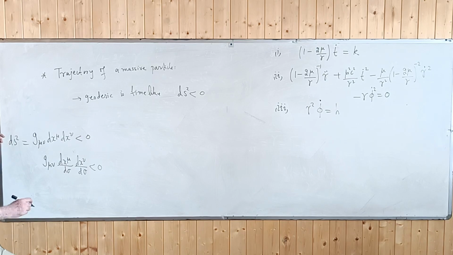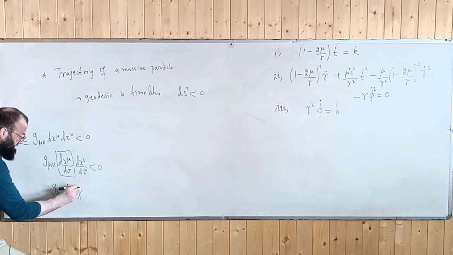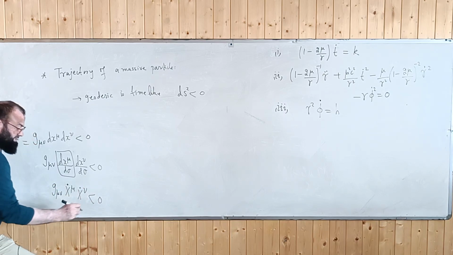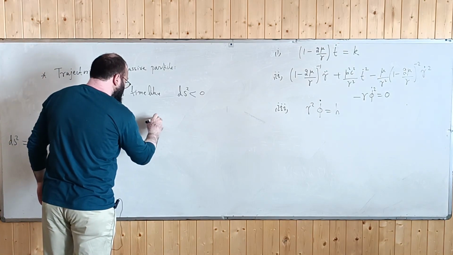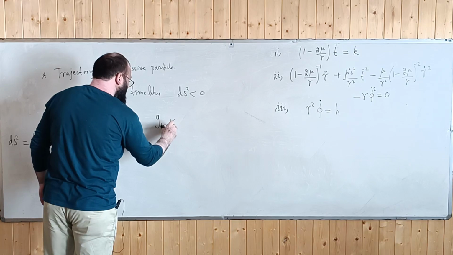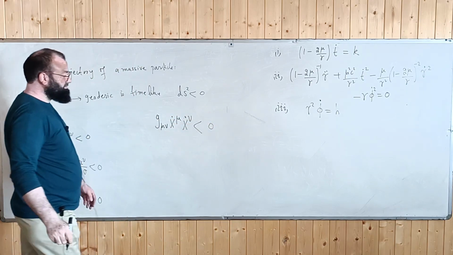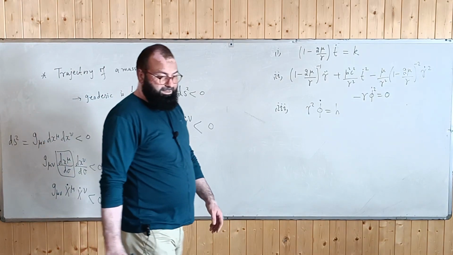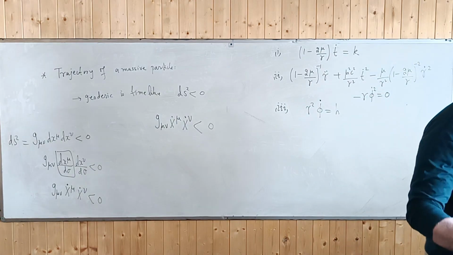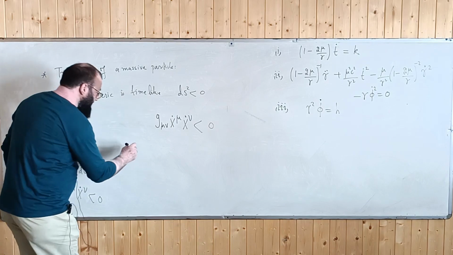Clear? Got it? So what does it give me? It gives me g mu nu x dot mu x dot nu less than 0. So it means our condition is g mu nu x dot mu x dot nu less than 0. Clear? I can write it like this.